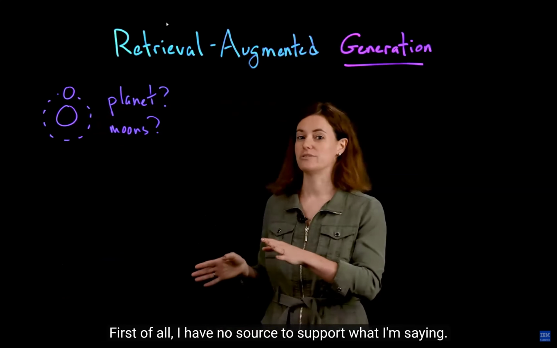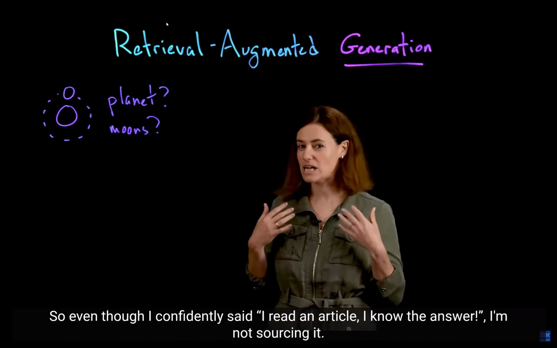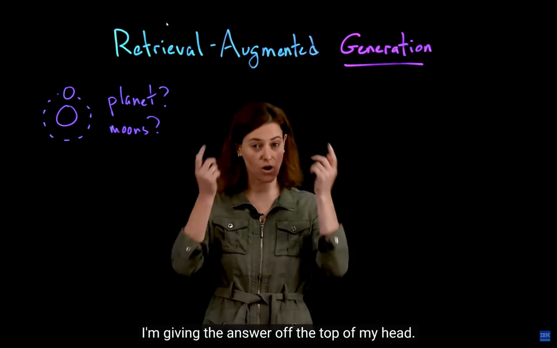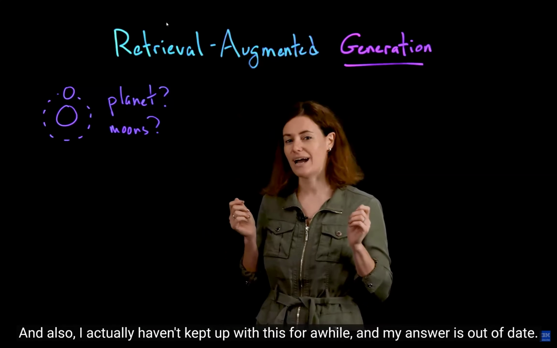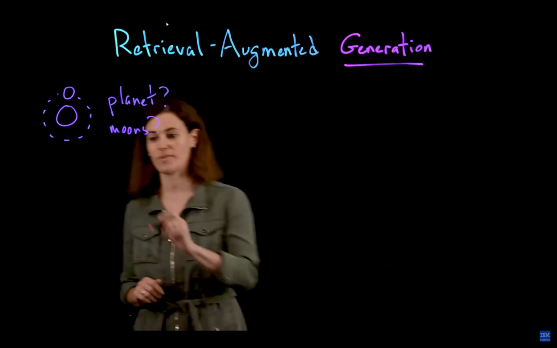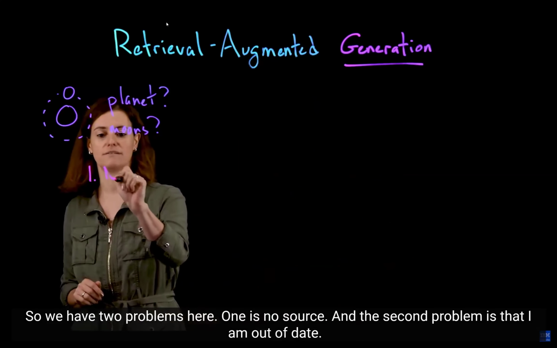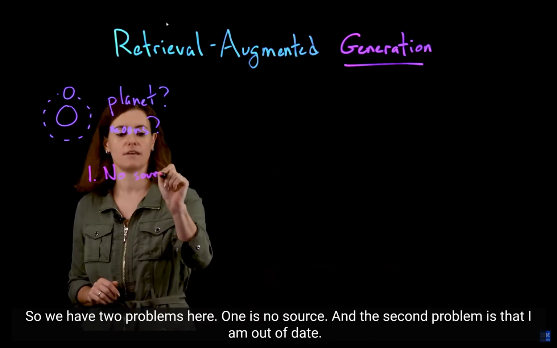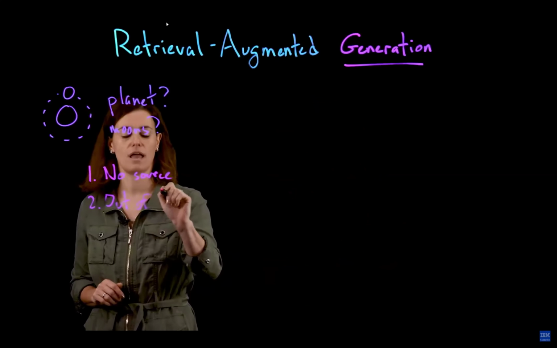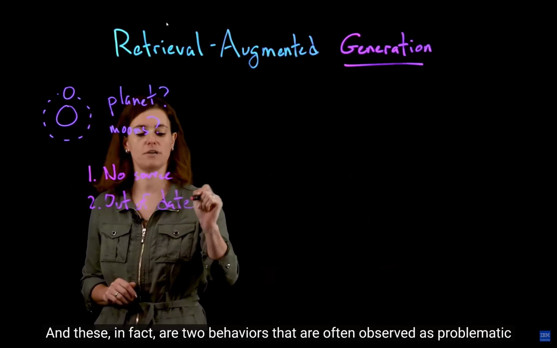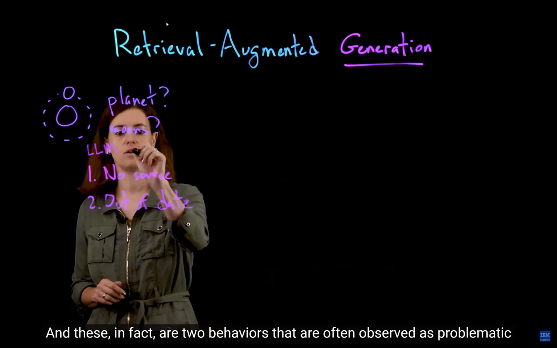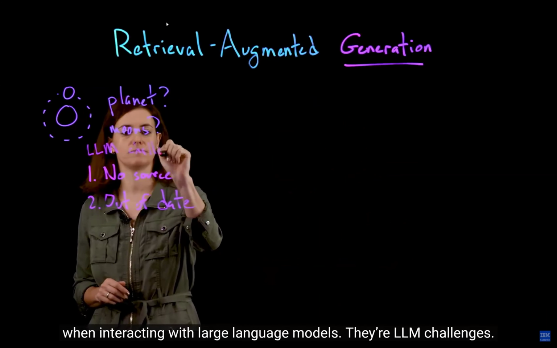First of all, I have no source to support what I'm saying. Even though I confidently said, I read an article, I know the answer, I'm not sourcing it. I'm giving the answer off the top of my head. And also, I haven't kept up with this for a while, and my answer is out of date. So we have two problems here. One is no source, and the second problem is that I am out of date. And these, in fact, are two behaviors that are often observed as problematic when interacting with large language models.